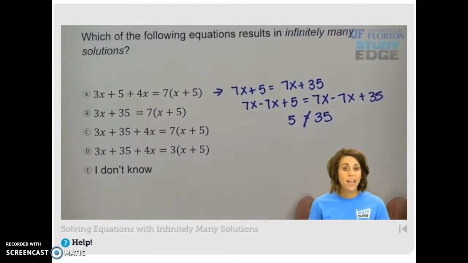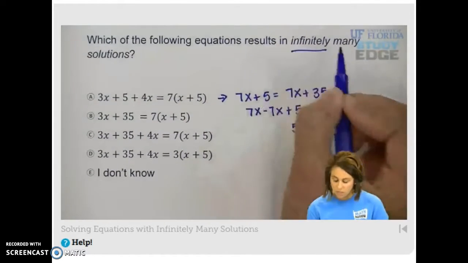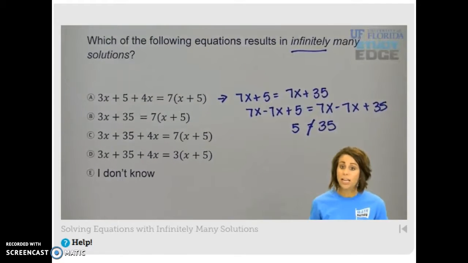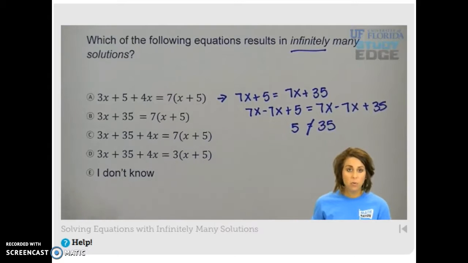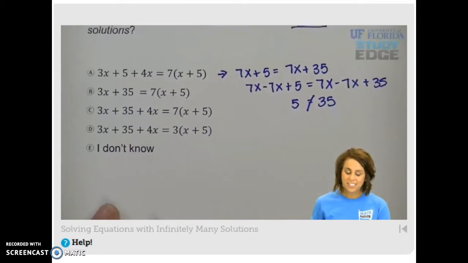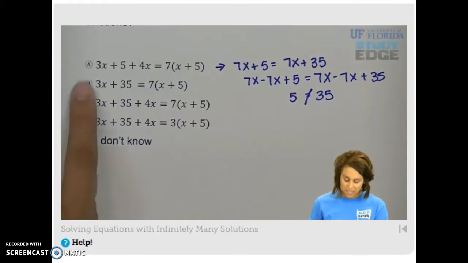So we won't choose A because we're looking for infinitely many solutions, which means we can plug in any number for x, and it's going to hold true on both sides of our equation. So let's go ahead on to choice B.